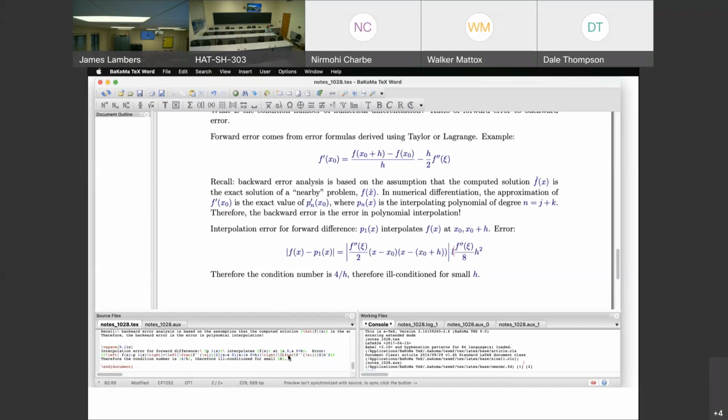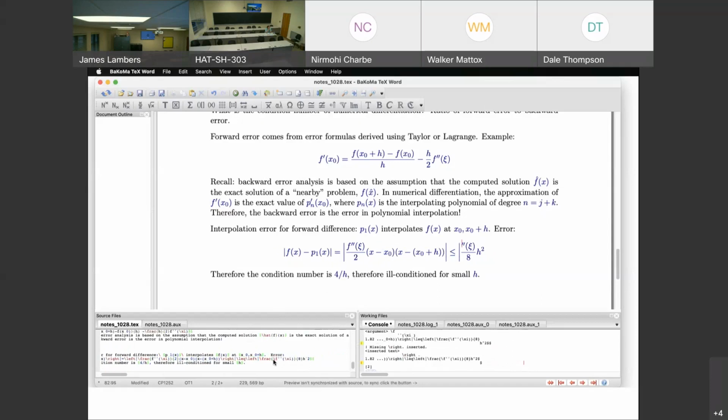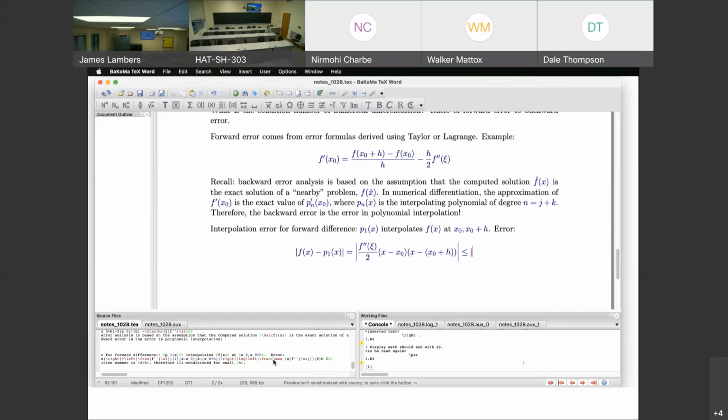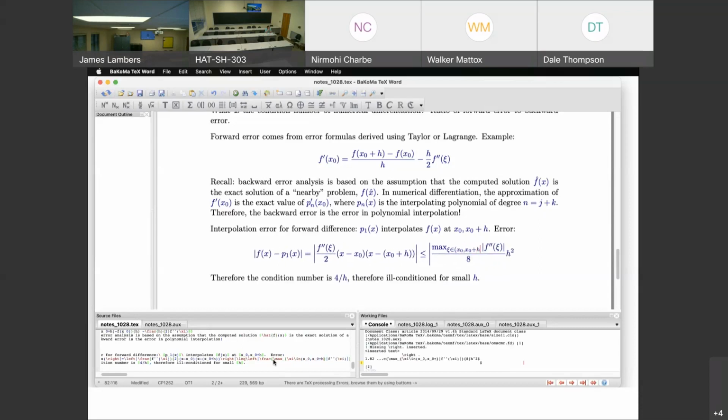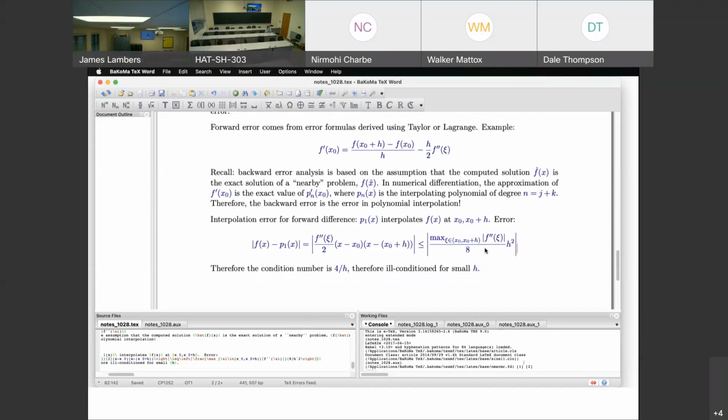So what I can say is that this can be bounded by the maximum of f double prime at an unknown point just between x0 and x0 plus h, times h squared over 8. So at least here we have a handle on what the interpolation error is like.